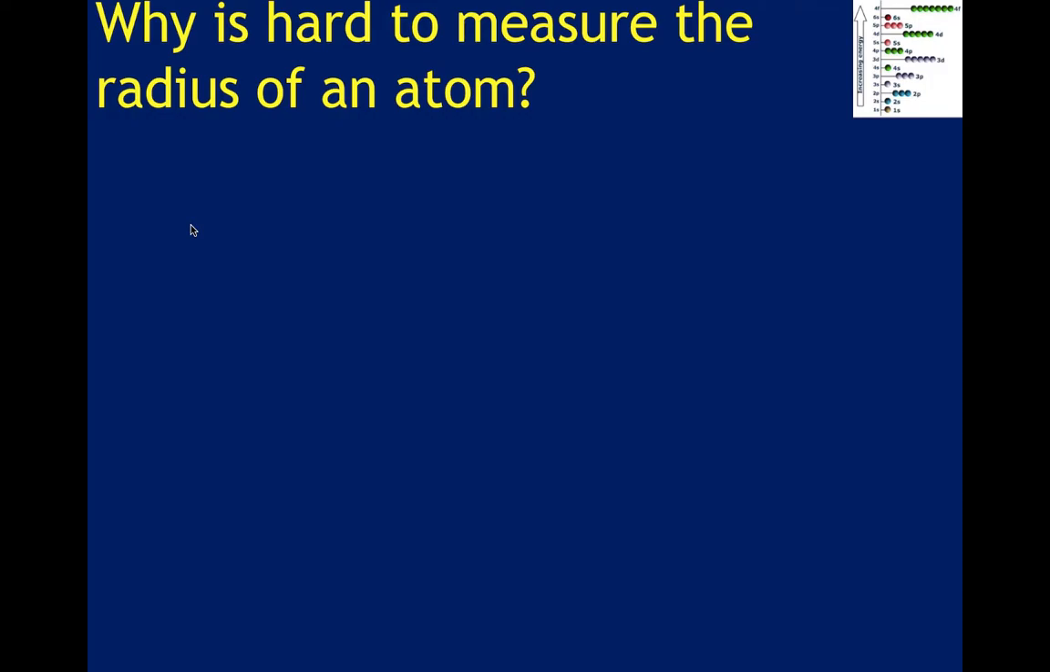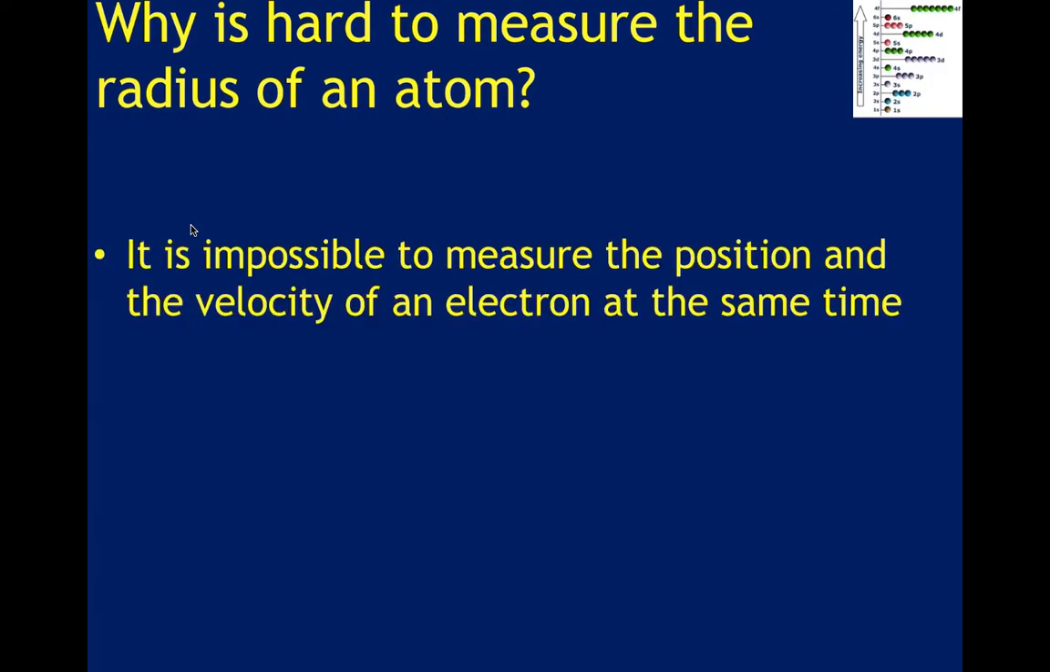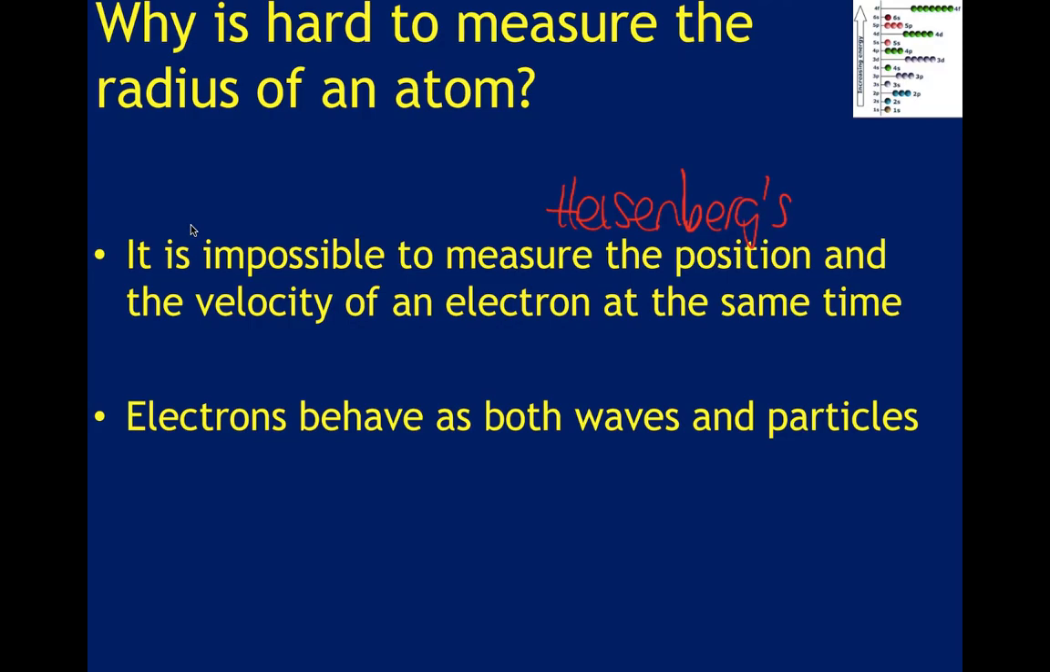So the reasons why it's hard to measure the radius are for the reasons that we've said. It's impossible to measure the position and velocity of an electron at the same time. To remind you, this is Heisenberg's uncertainty principle. And the second reason is electrons behave as both waves and particles, so you can't figure out where the boundary is. De Broglie came up with this. So these were our limitations for Bohr, and now we see that they have another application.